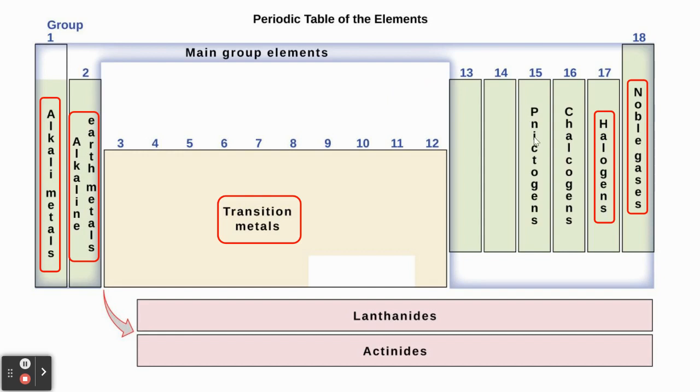Now, over on the right-hand side, we have pnictogens, which is not a very common term at all. Chalcogens, which is also not very common. And then here, one group over from the right are halogens. And then the last column all the way over on the right are what we refer to as our noble gases. Now, down along the bottom of the periodic table, there are 2 extensions of the periods, which are pulled out of the main periodic table and put down on the bottom. They're called the lanthanides and the actinides.